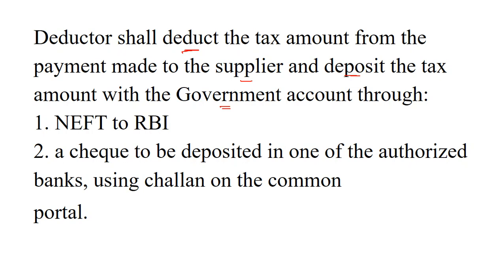But what is the mode of paying this amount to the government? What is the mode of paying the deducted tax amount to the government? Through NEFT to RBI or through a check, which is to be deposited in an authorized bank, which are 25 in number, using a challan on the common portal. I will tell you about these things in detail later on. So while as a DDO you deduct the GST amount and then pay this amount to the government, you will pay it through NEFT to RBI or directly through a check to any authorized bank.